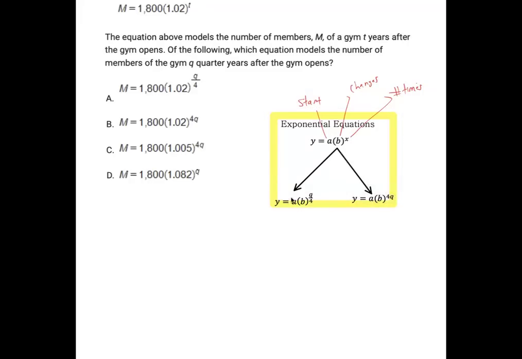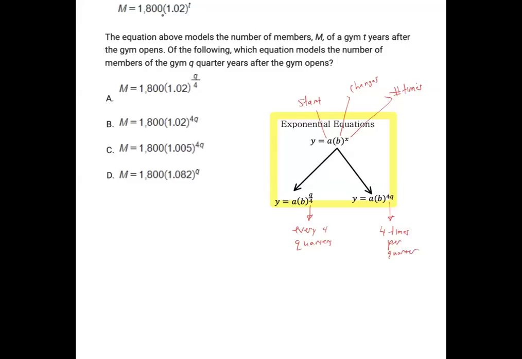Okay, so if we have Q over 4 here, this is saying we're starting at some number, we're changing by some amount, but Q over 4 says it happens every 4 whatevers. In this situation, every 4 quarters. On the other hand, having an exponent that's multiplied, that would be like saying that this change happens 4 times every whatever. So that would be 4 times per quarter.